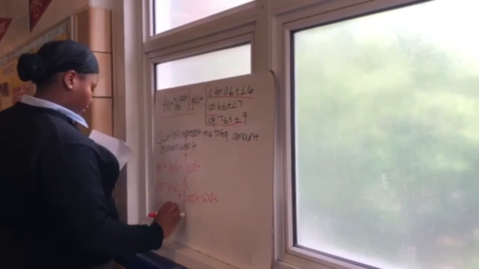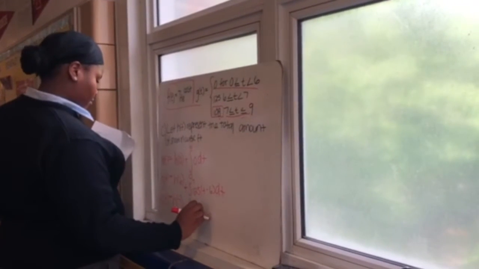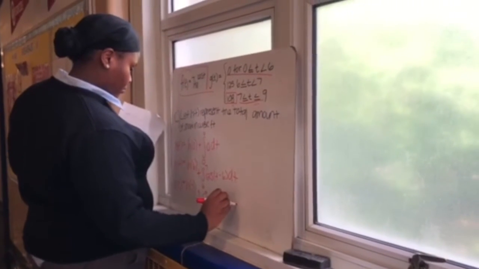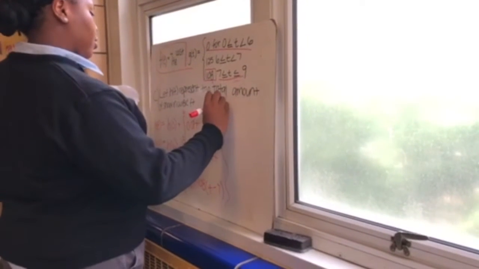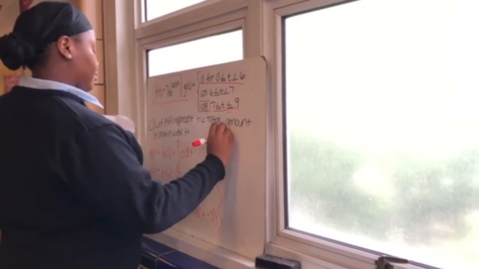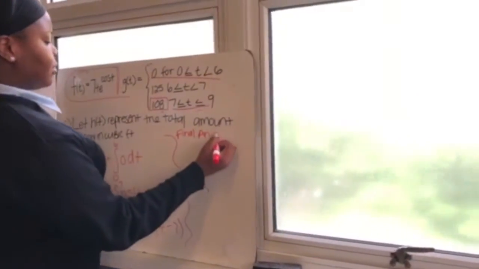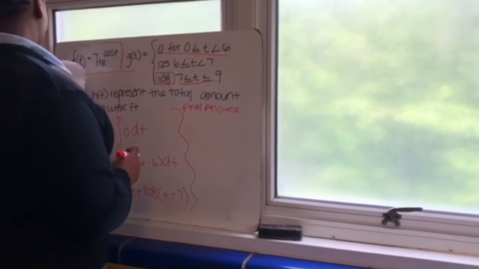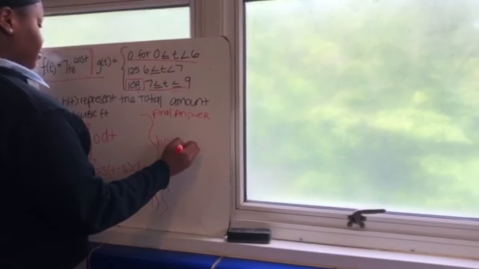So we would do h of 0, which is h of 0 plus the integral from 0 to 6 of 0 dt. Then you would do h of 6 plus the integral from 6 to 7 of 125 times t minus 6 dt. Now you have to change the bounds in order to satisfy the equation. Now you would do the same steps for the integral from 7 to 9, but this time you will have to add 125 plus 108 and then do t minus 7.